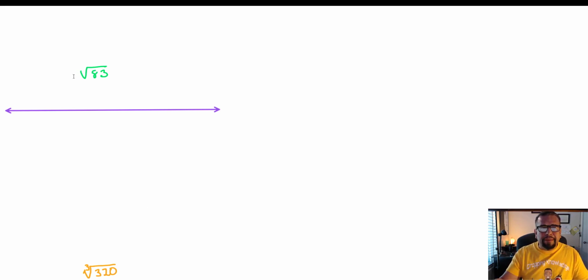So I go through my perfect squares again. 6 times 6, 7 times 7, 8 times 8. 8 times 8 is 64. I'm getting closer to 83 now. 9 times 9 is 81.